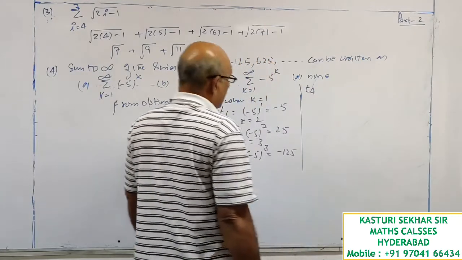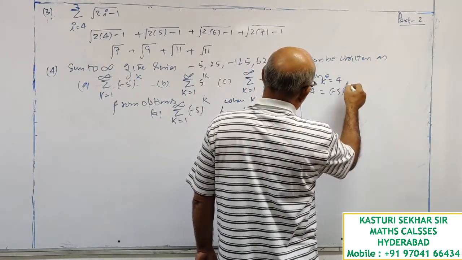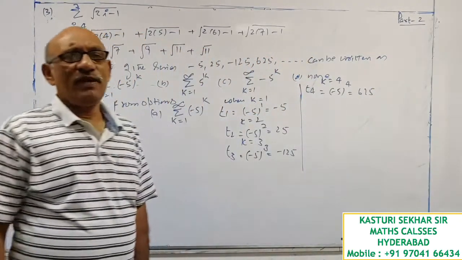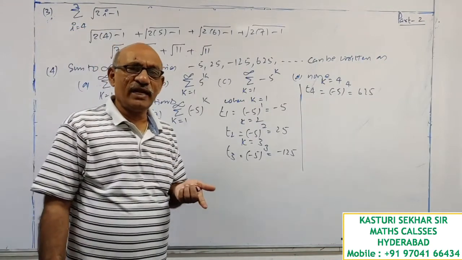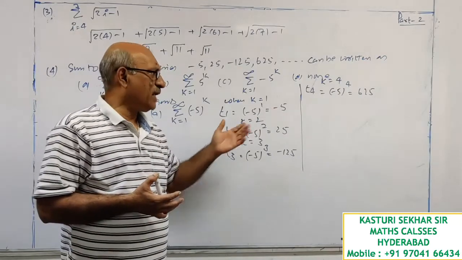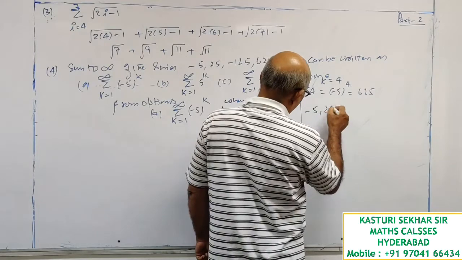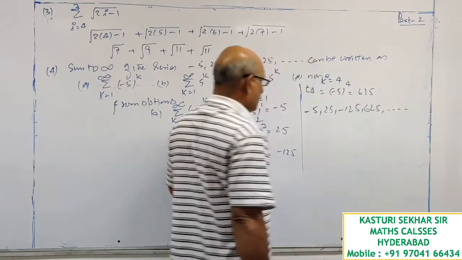P4, that is when k is equal to 4, minus 5 whole to the power of 4 is 625. When power is an odd number, you are getting a negative sign, means the minus sign is retained as it is. And when power is an even number, then you are getting a positive number. So minus 5, 25, minus 125, 625, etc.